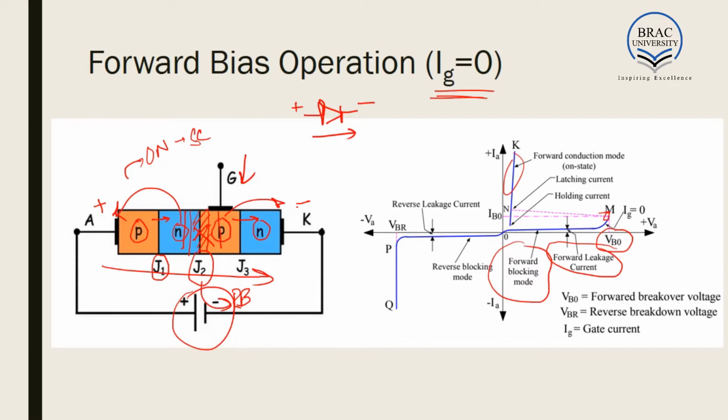Now at forward breakover voltage, the current flowing through it is forward breakover current or IBO, this current.